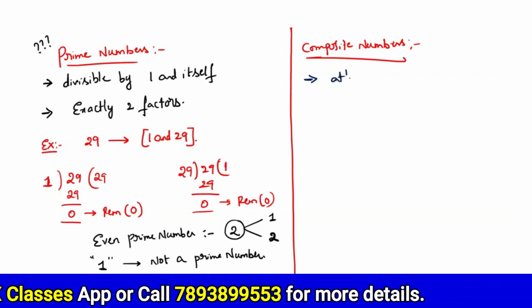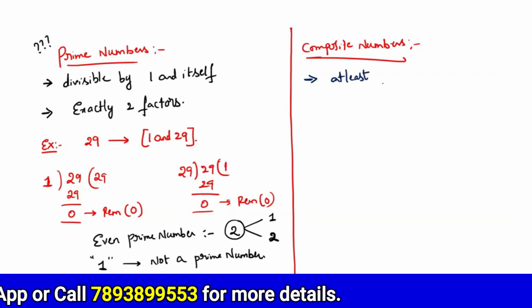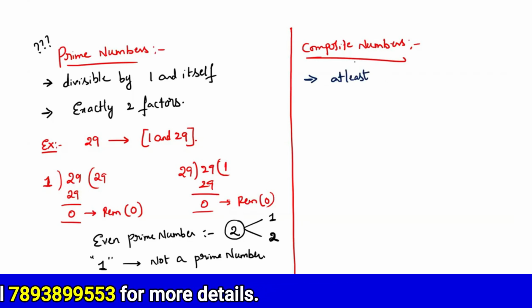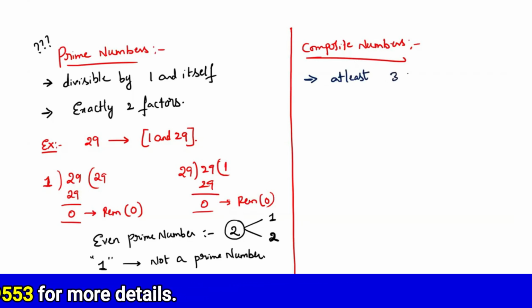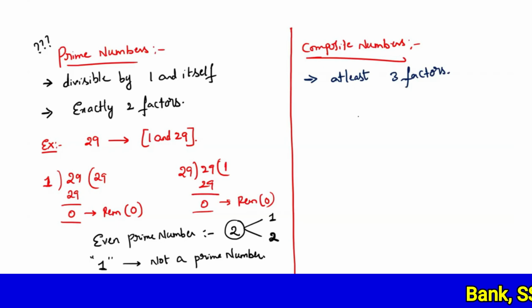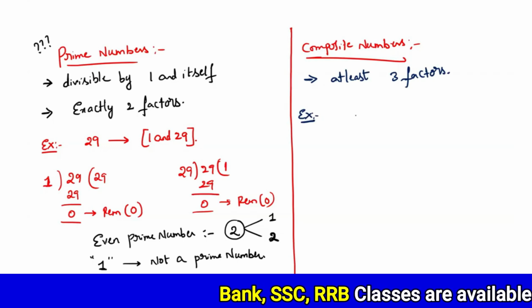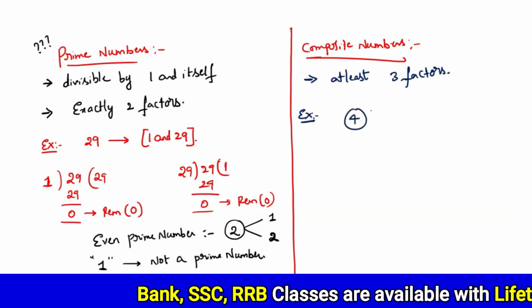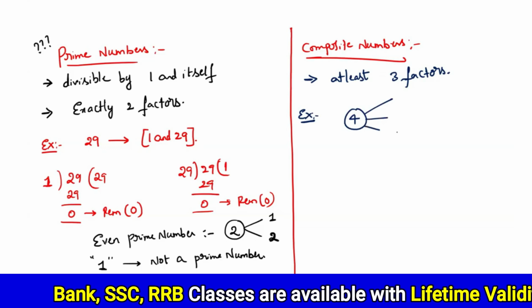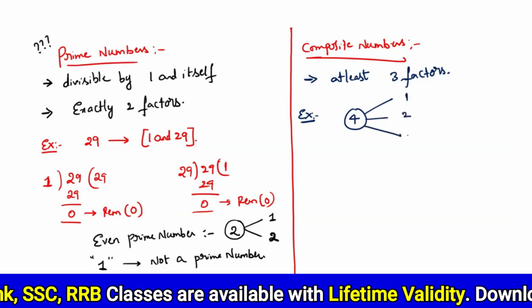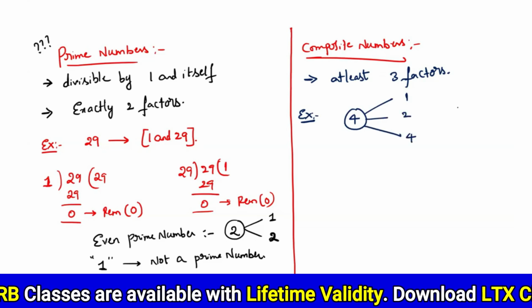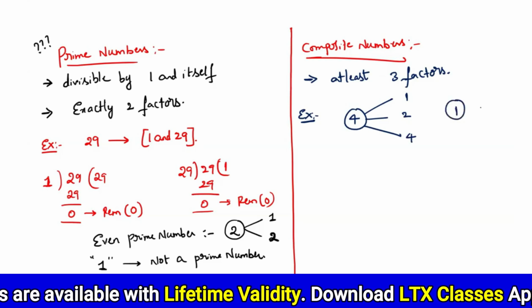A number which has more than 2 factors. So remember one thing regarding composite numbers, it must have at least 3 factors. A minimum of 3 factors are required to make a certain number composite. Okay. And now in this case, what will be the first composite number? 4, sir. Very good. 4. So this number 4 is the first composite number because 4 will have 3 factors, that is 1, 2, and 4.